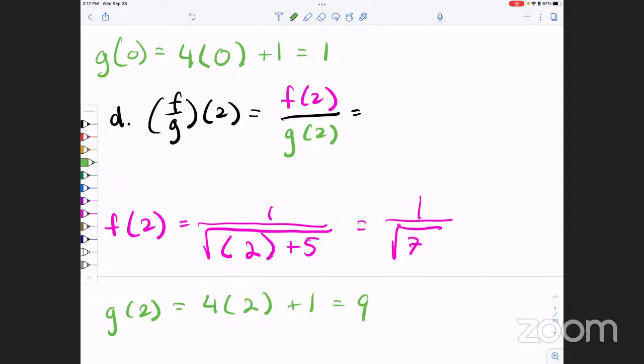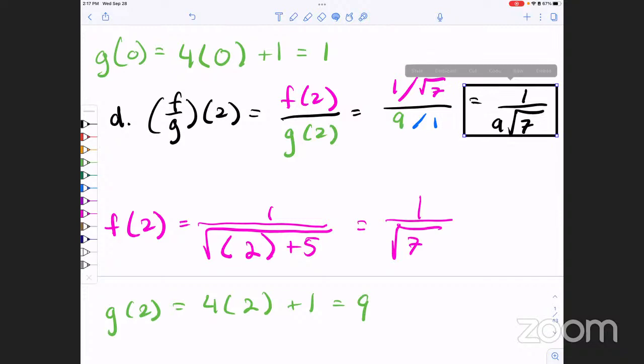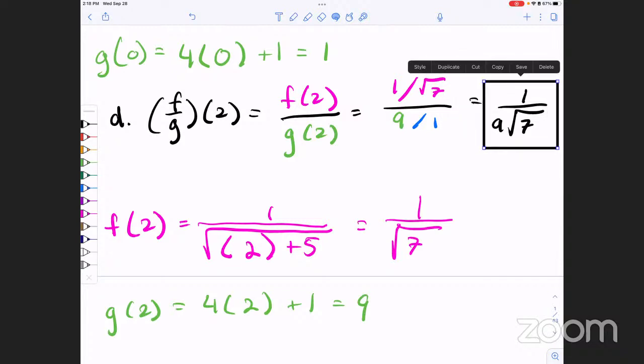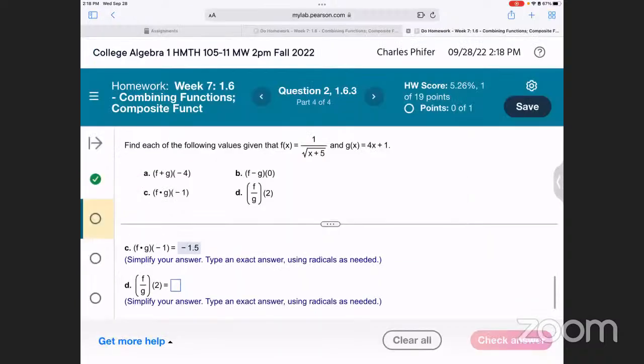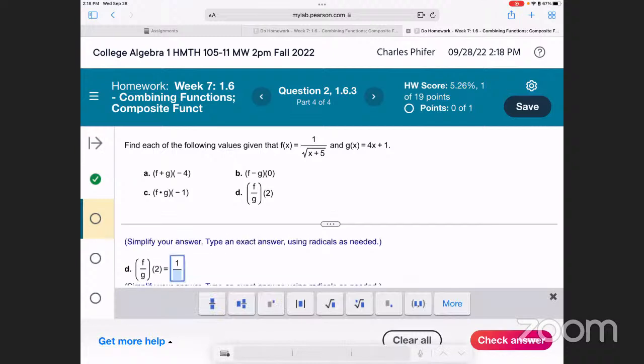Let's go ahead and do g of 2. I think that's 9. So then ultimately, it looks like we're going to have 1 over the square root of 7 divided by 9. But 9 is the same as 9 over 1. So when you say one fraction divided by another, we can say keep, change, flip. Then we're going to get 1 over 9 times the square root of 7. So 1 divided by 9 times the square root of 7.